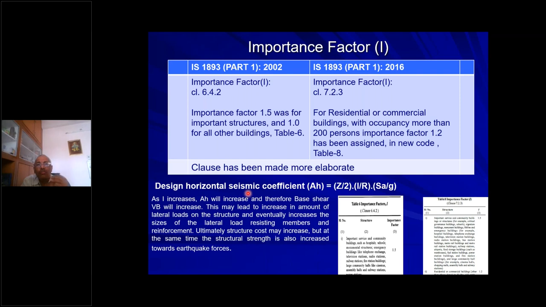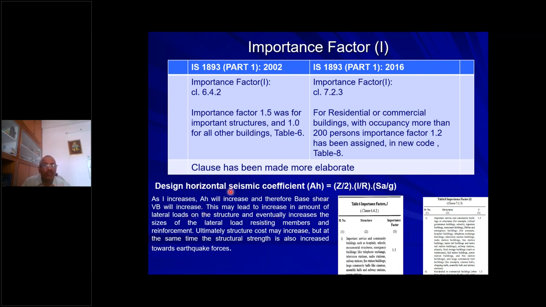But when it comes to 2016, they have elaborated this particular clause. Elaborated means in between 1 and 1.5, they introduced 1.2 as a new importance factor. This 1.2 factor is to be used for residential or commercial buildings with occupancy of more than 200. Earlier, irrespective of this, we were using 1.5. That is so unnecessary, so they slightly reduced this importance factor for some of the buildings only, not for the important structures. So what is the effect of this importance factor?